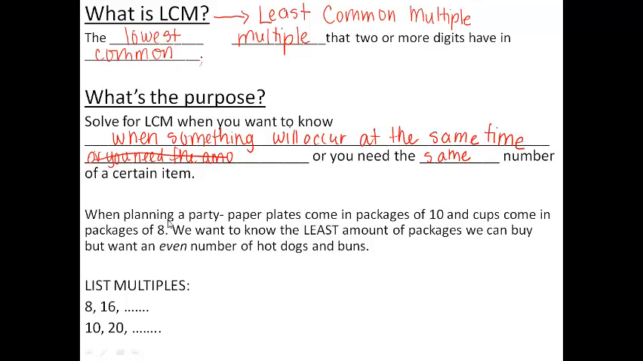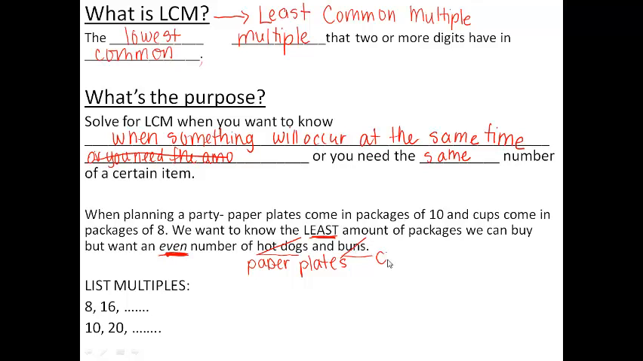Alright, here's an example right here. We're going to plan a party, and the paper plates come in packages of 10 at the store, but cups only come in packages of 8. And we want to know the least amount, there's a key word right there, of packages we can buy, and we want an even number. Look, doesn't match. We made a boo-boo. That's okay.